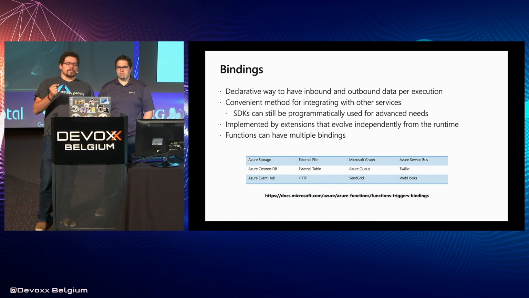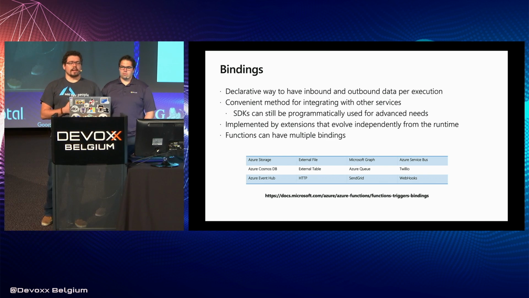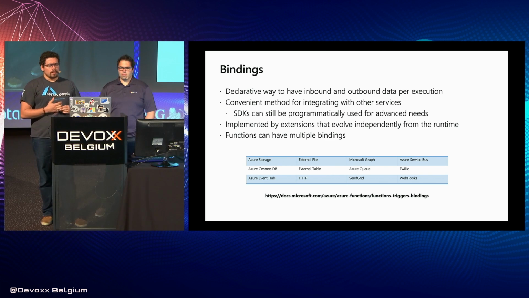The extensions which provide the capabilities of the bindings are evolved independently from the runtime, which means the Azure Functions runtime on version 2.2 can remain on version 2.2, but the Cosmos DB extension can continually evolve for new features of Cosmos, and you just get the advantage of that. And as we said, functions can have multiple bindings. If you do want to check out the documentation, that's the URL.